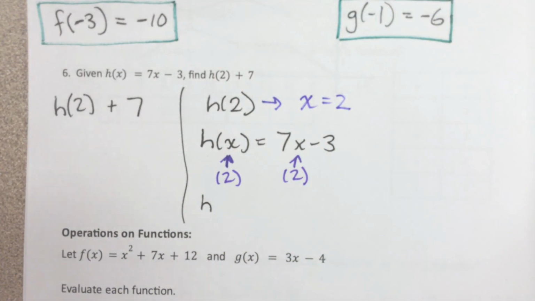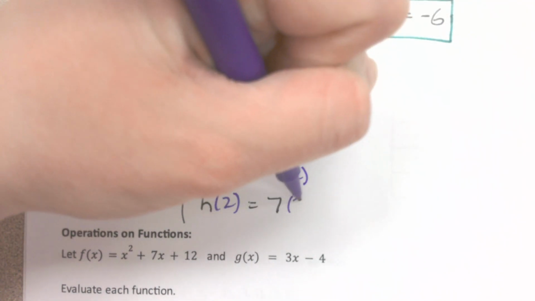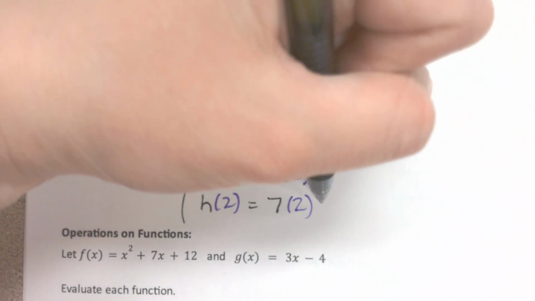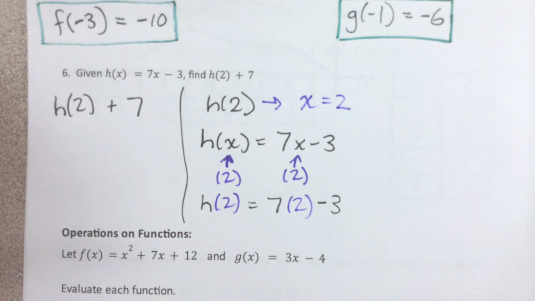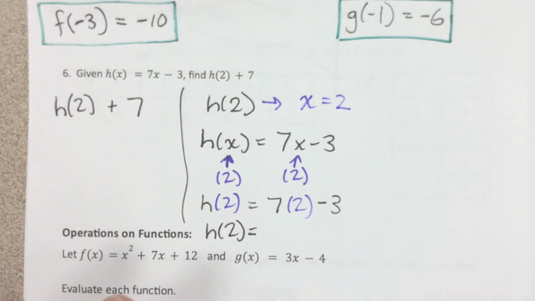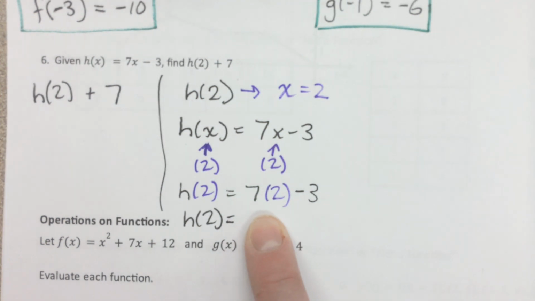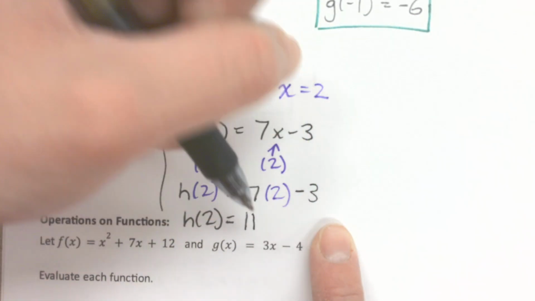So we have h of 2 equals 7 times 2, minus 3. H of 2 equals, you're welcome to use your calculator for that. I'm just going to talk aloud what it is. 7 times 2, that's 14, minus 3, that is 11.